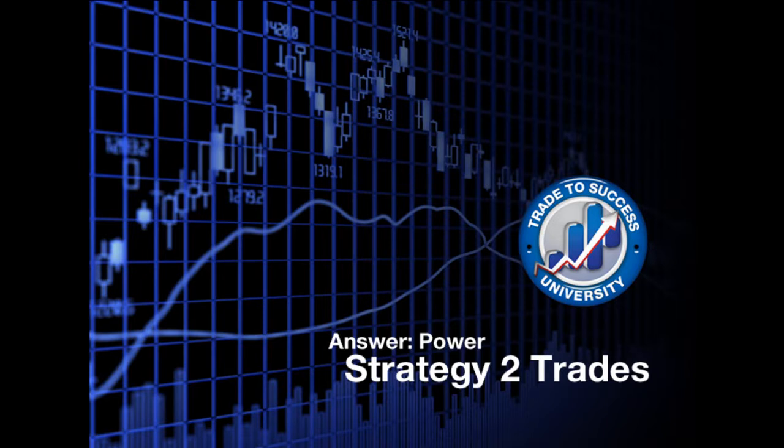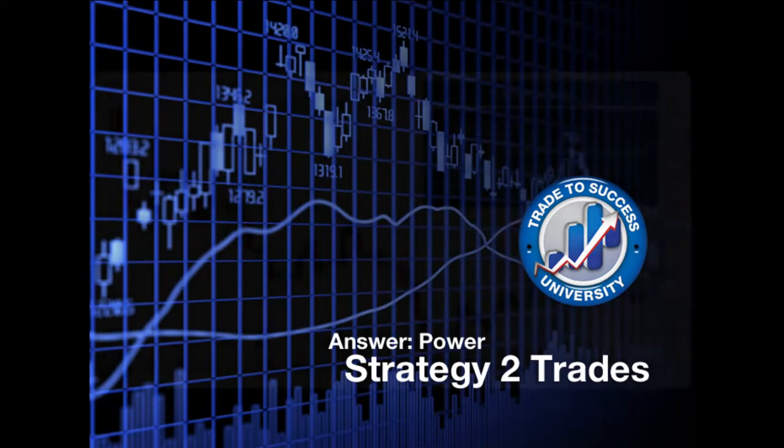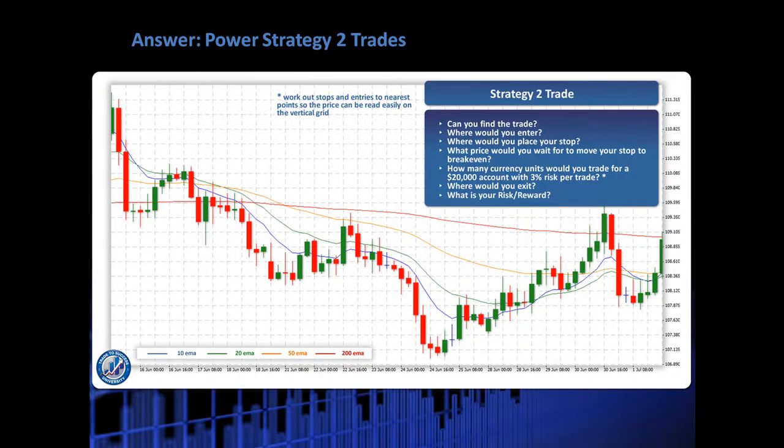Okay, so let's go through the answer to this Power Strategy 2 trade. So this is the chart in question. Can you identify the trade? Well, this is the trade here, this A, B, C, D. We're obviously going against the C to D leg. We're going to go for a short here.